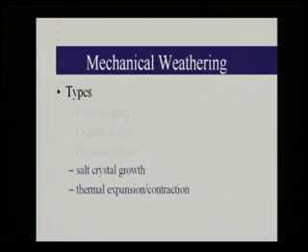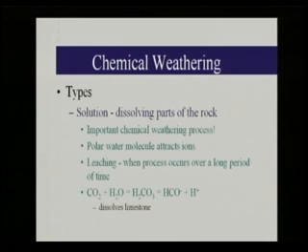What about chemical weathering processes? Well, remember, chemical weathering results in a different product from the parent material. So not only are we looking at a smaller size being produced, but we're also looking at a totally different mineral or composition from the original parent rock. Solution involves dissolving out parts of the original parent rock. It is a very important chemical weathering process.